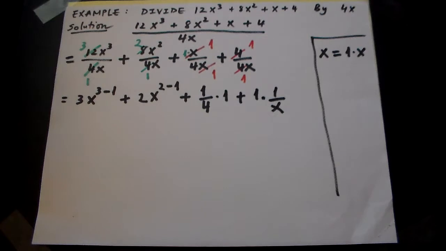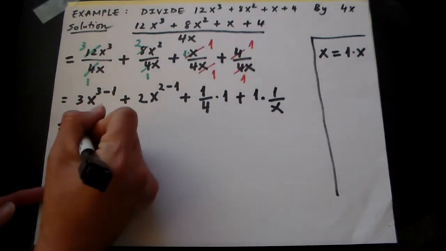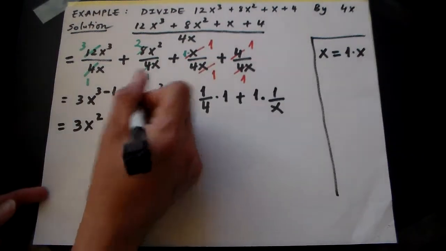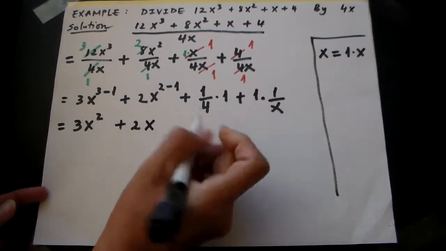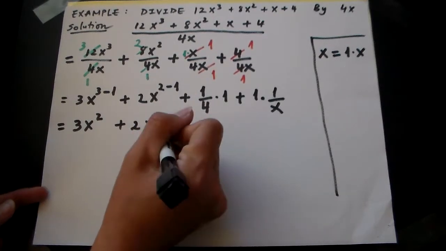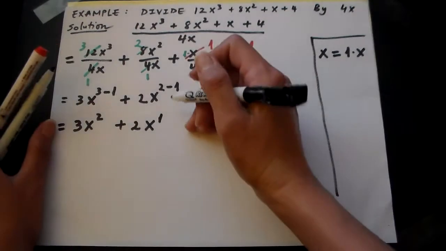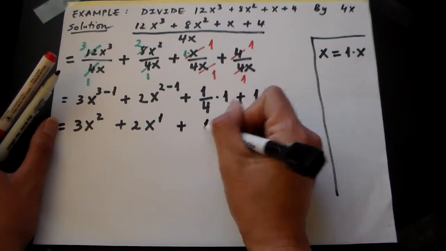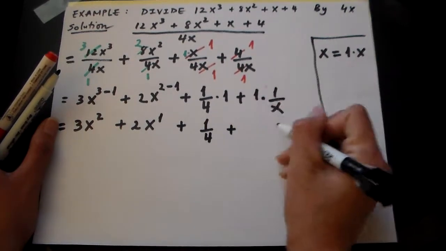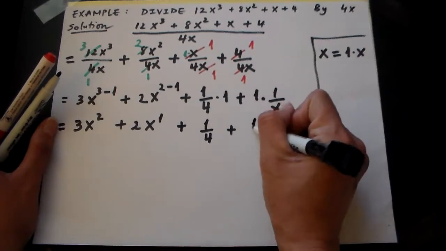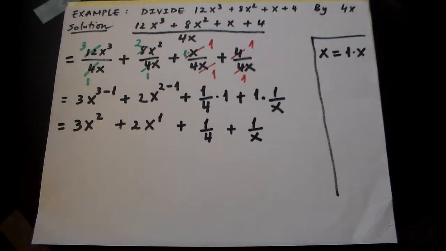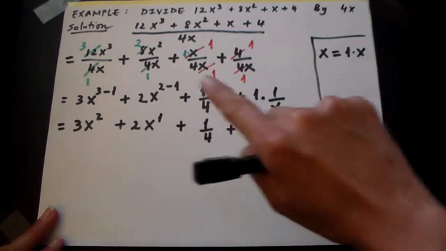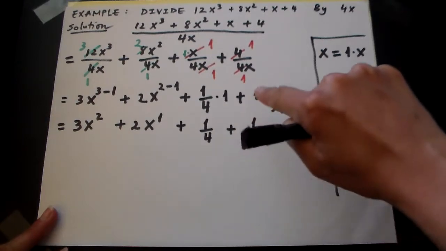Alright, now let's simplify. 3 goes here, x. 3 minus 1 is 2. The next term, plus 2x. 2 minus 1 is 1. So 2 minus 1 is 1, plus 1/4 times 1 is 1/4, plus 1 times 1 divided by x is 1 divided by x, itself. Alright, we are left with 4 terms: 3x squared plus 2x to the third power plus 1/4 plus 1 divided by x.